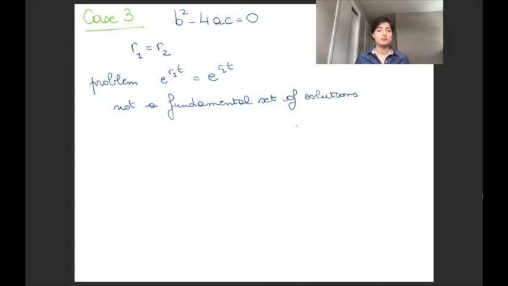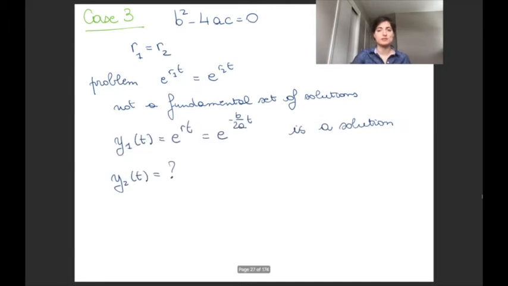Can we find, so we found one solution, definitely. Can we find the second one such that the two of them constitute a fundamental set? This is the trick. Because b squared minus 4ac is equal to 0, we can actually write explicitly what r is in this case, and it is minus b divided by 2a. So our first solution is exponential of minus b divided by 2a multiplied by the time.